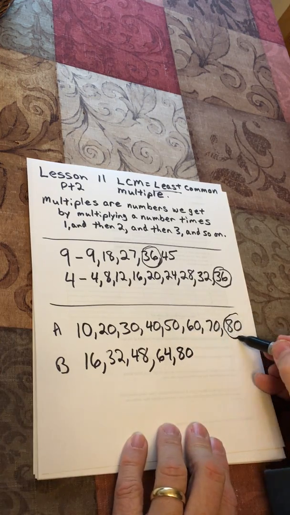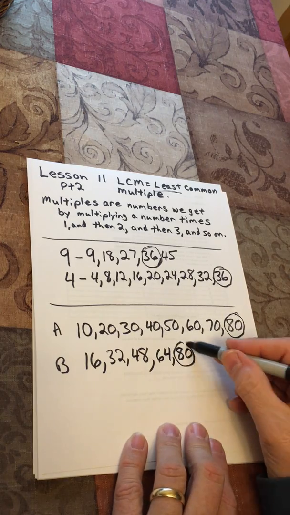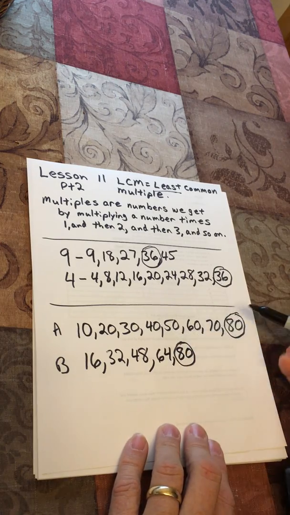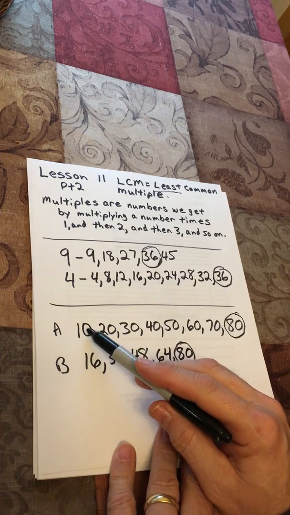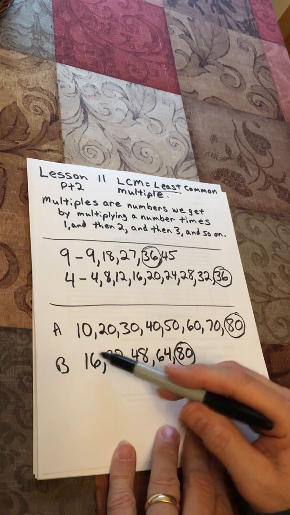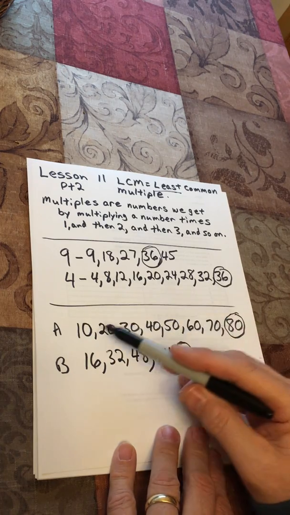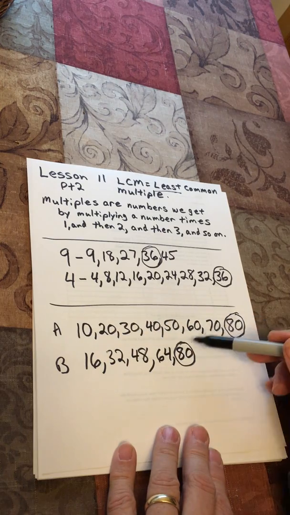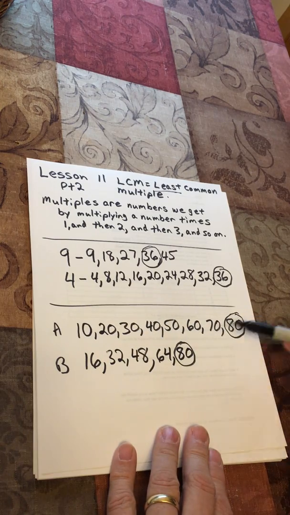80. So at 80 minutes out, they're going to finally equal each other again. Notice it took a lot fewer times for person B than it did for person A. But that's when they would match up again, is when they both had done 80 minutes of jogging.